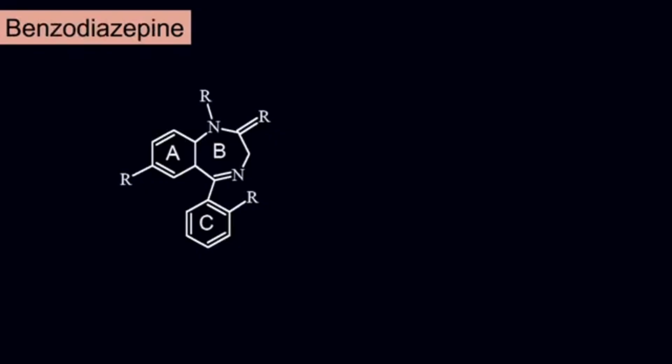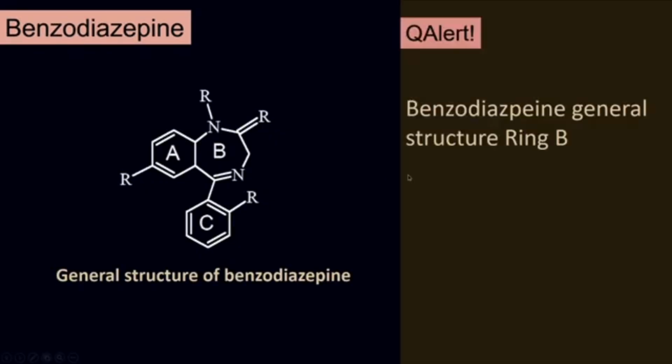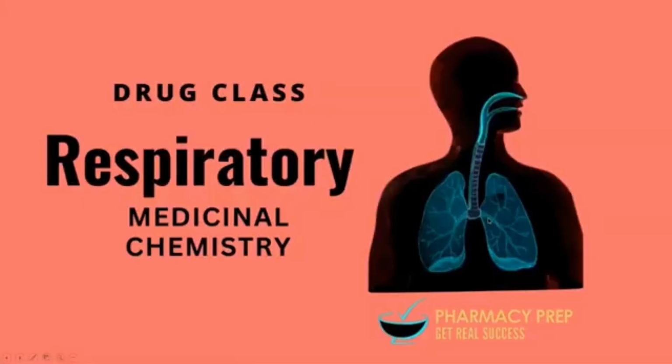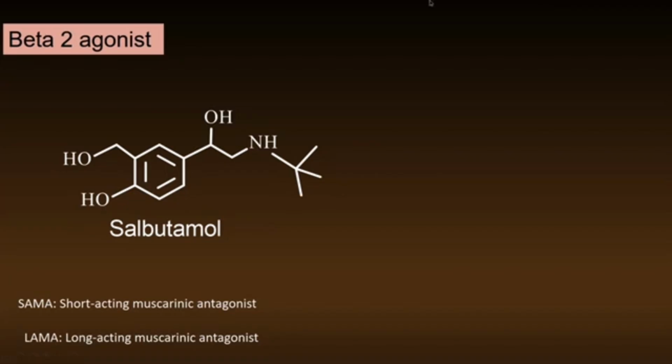Next, benzodiazepines are very well-known drugs. Benzodiazepines have a common structure that includes the ring B. The common ring B that is present is known as the diazepine ring. The next, similar structures. However, they do have this alcohol, and this is not directly attached to the benzene ring. However, this group is essential for its activity.